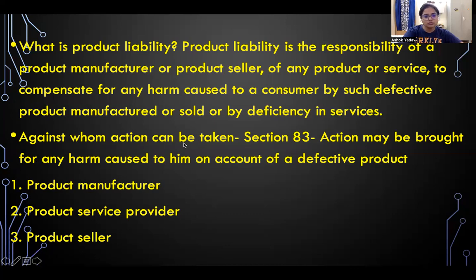So against whom action can be taken if the product liability is upheld? Then Section 83 is talking about it, and it is saying that if the product liability is upheld, then the case can be filed against the product manufacturer, product service provider, or product seller.